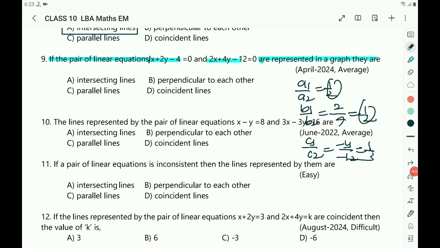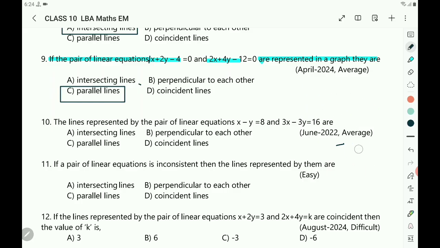So you got A1 by A2 equals B1 by B2 not equals to C1 by C2. If A1 by A2 equals B1 by B2 not equals to C1 by C2, they are parallel lines. No solution for them. They are parallel lines. Let us take the next question.